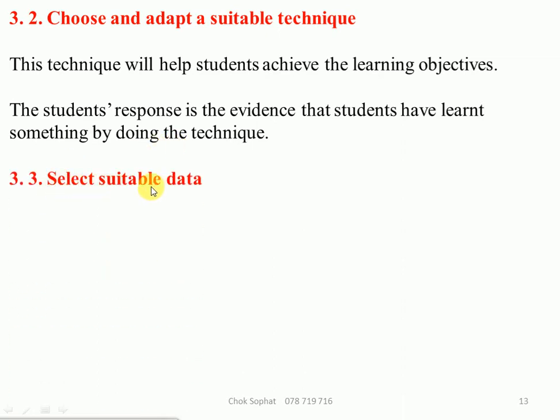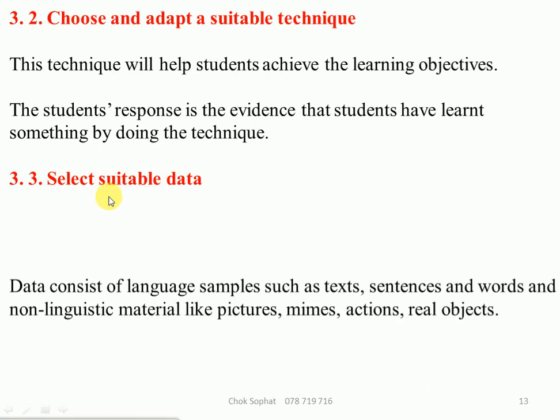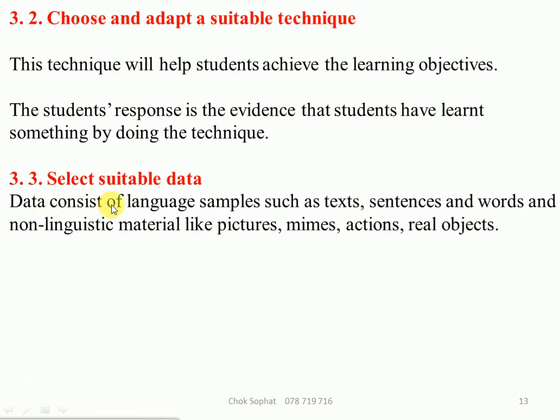Okay, select suitable data. When we choose the techniques, we have to find the data that is suitable with the technique. Data consists of language examples such as text, sentences, and words, and non-linguistic material like pictures, mime, action, and real objects. All of these are called data.